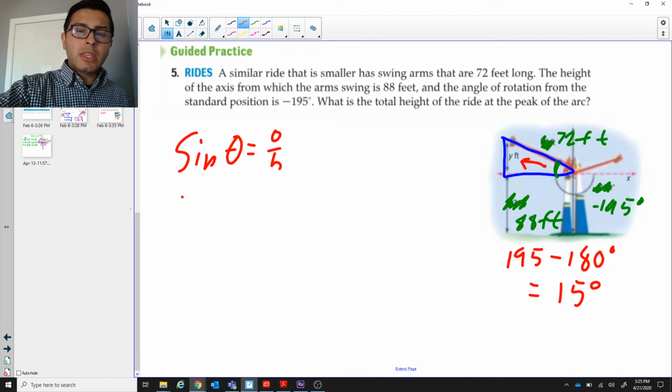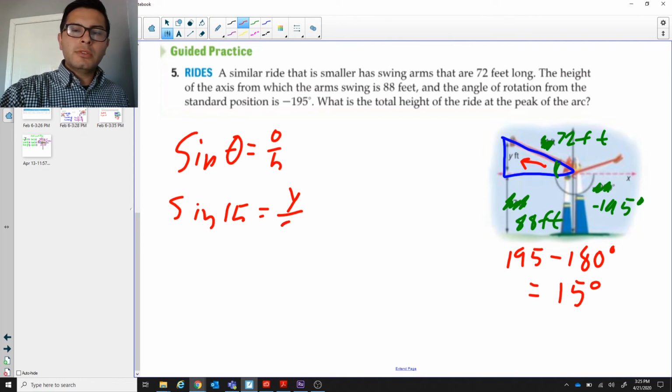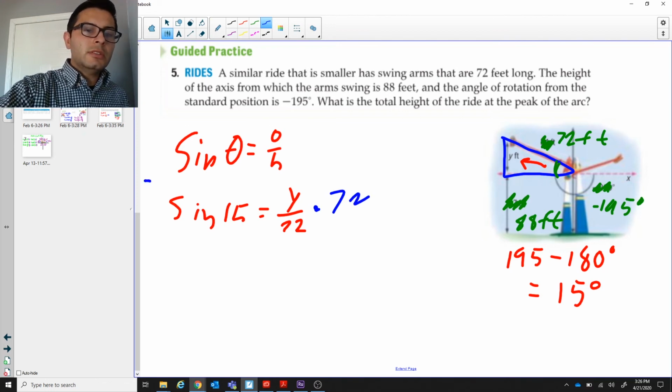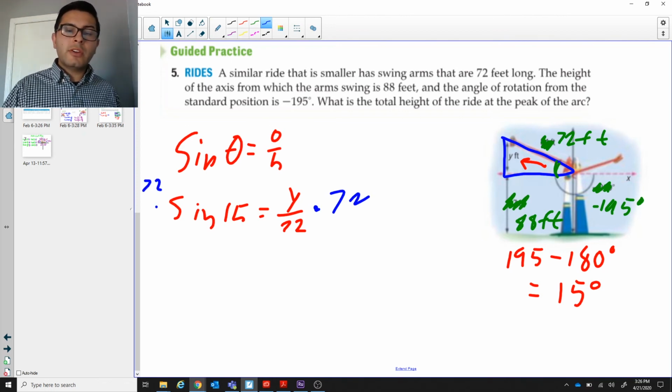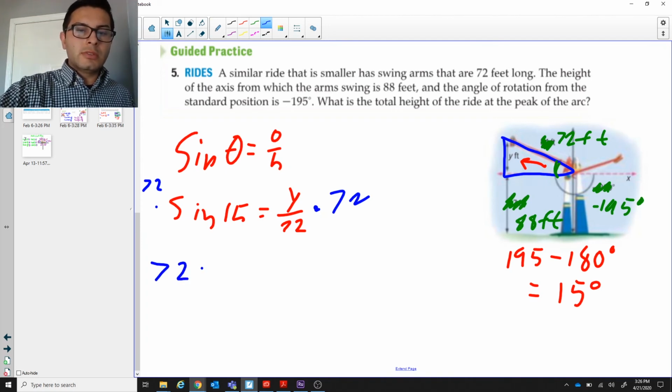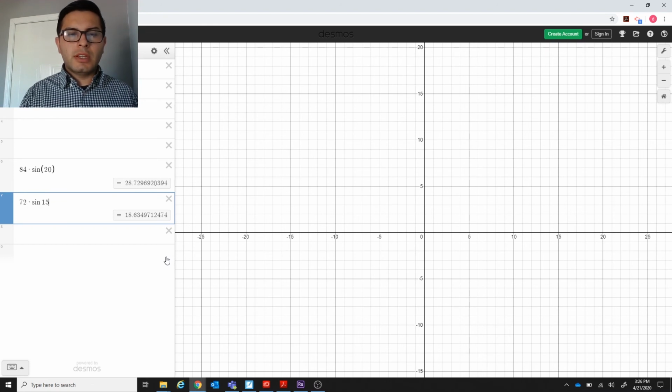So filling in what we can, sine of 15 degrees is going to equal the opposite side, which is y, over our hypotenuse, which is 72. And we get to solve this in the exact same way that we did before. We're just going to multiply both sides by 72 and then type that into Desmos to figure out what is our 72 times sine of 15 degrees, because that will give us our y. So as you can see here, 72 times sine of 15 is going to be 18.63.